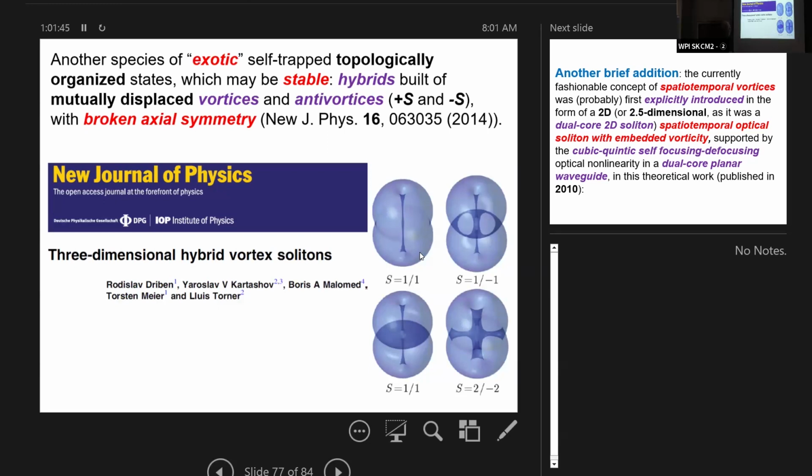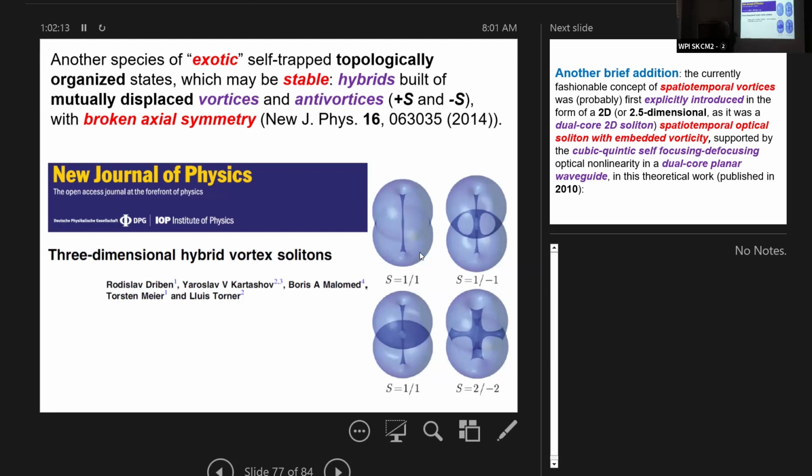exotic regime which can be obtained is the so-called hybrid vortex. Hybrid vortex means the following: when we have this peanut-shaped modulation, it's possible to construct a solution which consists of two vortices, one in the top part, another in the bottom part, and we can create them with opposite vorticities, as is shown here. It is +1 and -1, or +2 and -2. Then it exists as a stationary solution.